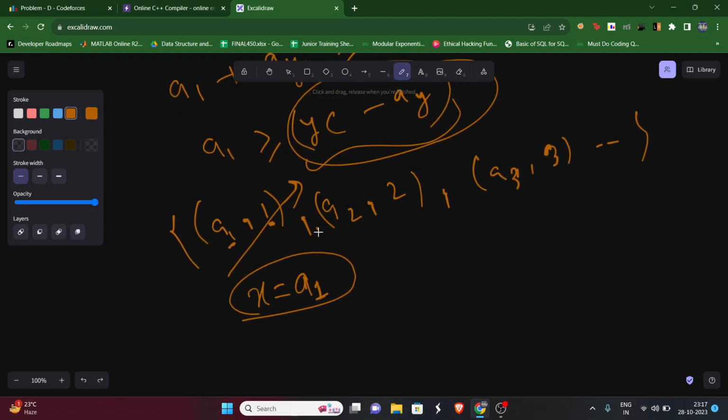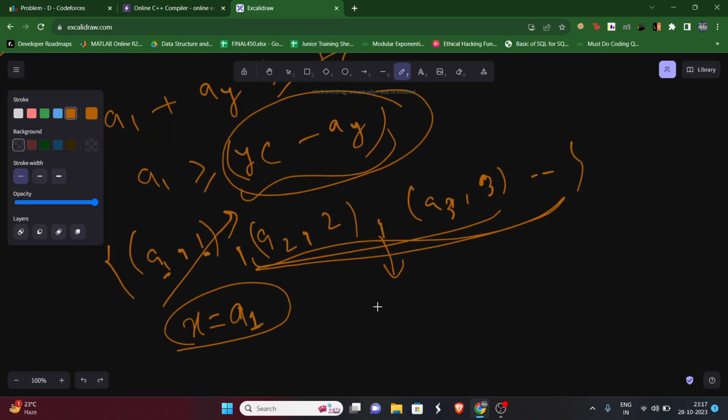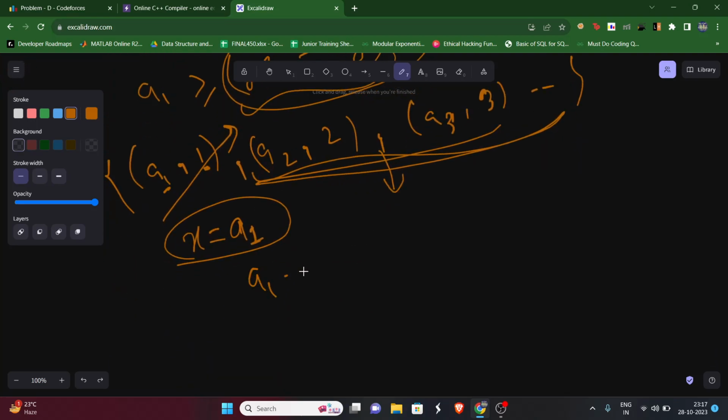Now for the remaining cities, what we can do is sort them. And how will we sort them? Let's say I have two cities, and I want to merge two cities, that is ay, so it will be something like this, and I want to merge city z with zc.